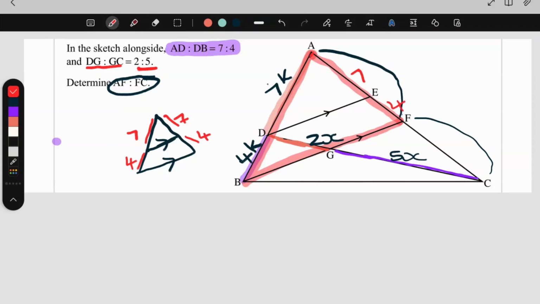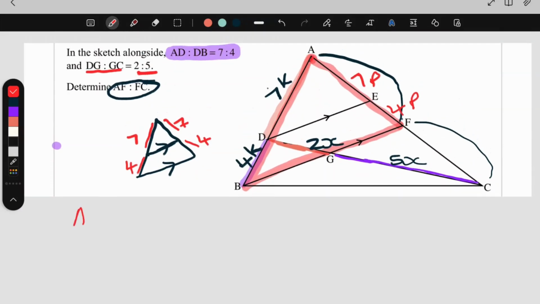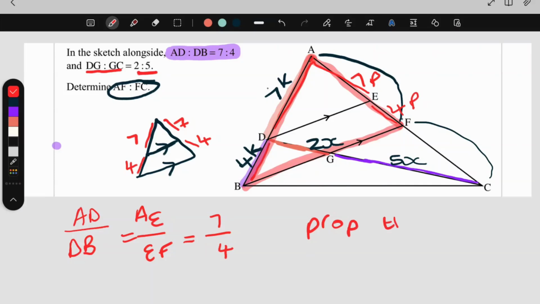But it's a ratio. I can't use K. I can't use X. So I'm going to use P now. So how would you write it in the exam? You would say AD over DB. This over that is exactly the same as this over that, is the same as AE over EF, which means this is all 7 over 4. And my reason is prop theorem. And the lines that are parallel, so these two lines, DE is parallel to BF.